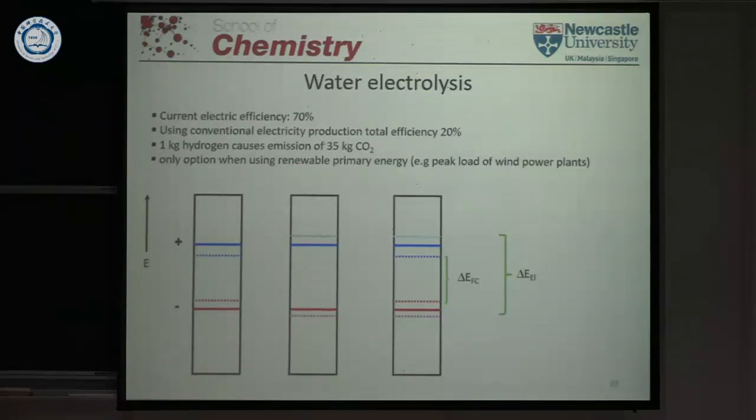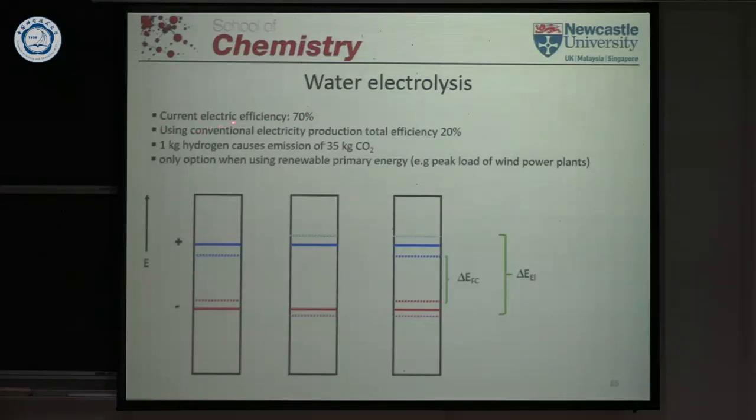And when I apply a fuel cell, then I go to a voltage that's lower. This is shown here. And when I do electrolysis, then I have to apply a higher voltage, and that's shown here. So there is a considerable difference between the voltage I have to apply to make the hydrogen and the voltage to consume the hydrogen in the fuel cell. This would be for electrolysis, and this would be for the fuel cell.